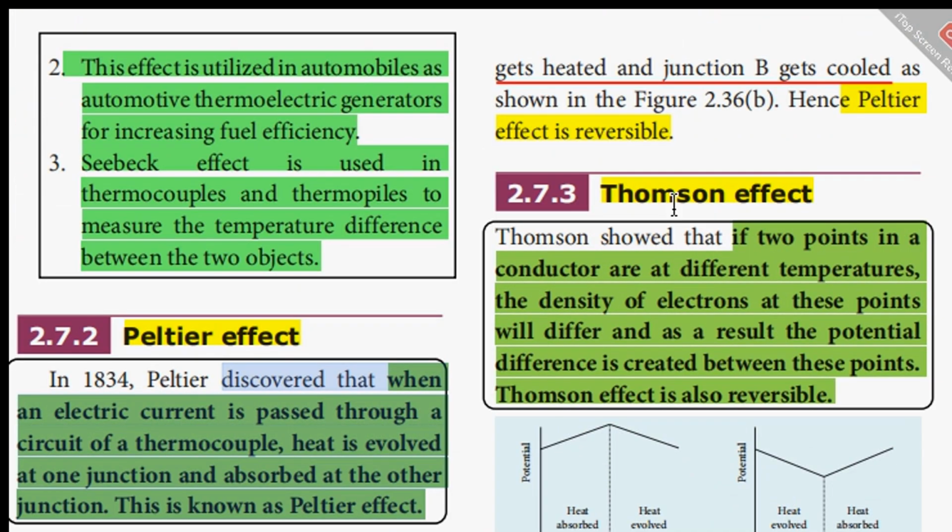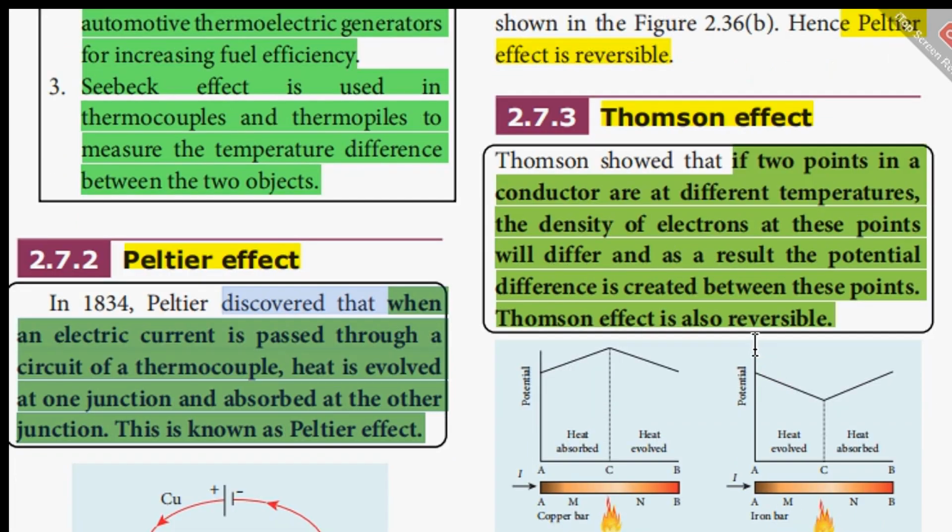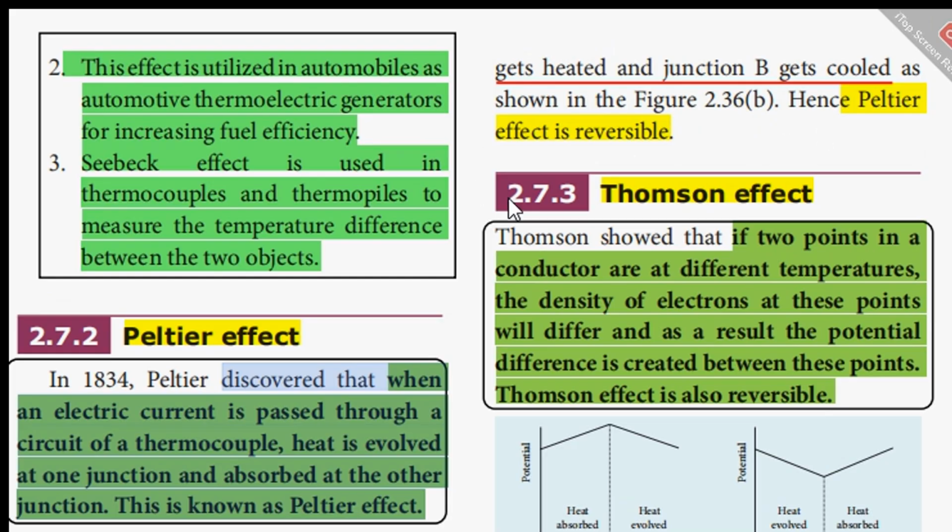Next, we are going to study the Thomson effect. Thomson showed that if two points in a conductor are at different temperatures, the density of electrons at these points will differ, and as a result, a potential difference is created between these points. This Thomson effect is also reversible, like the Peltier effect.